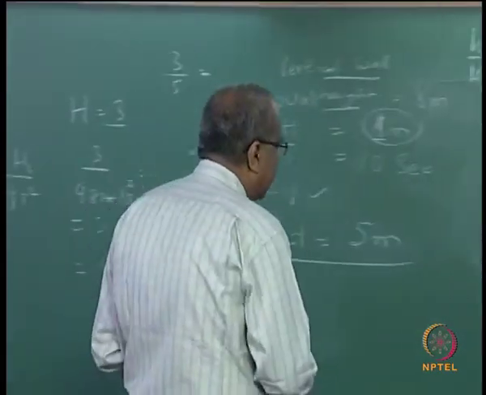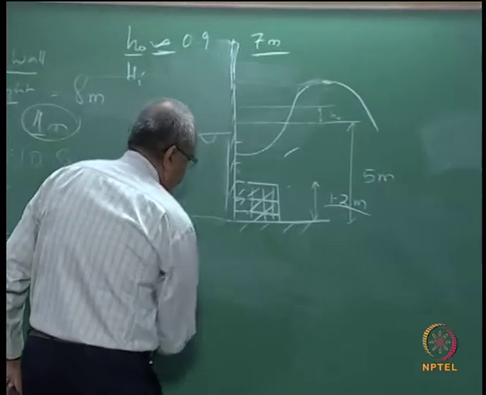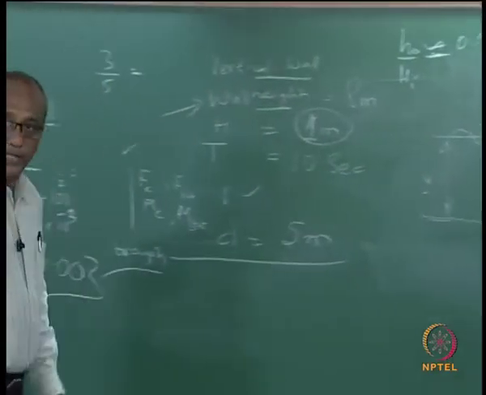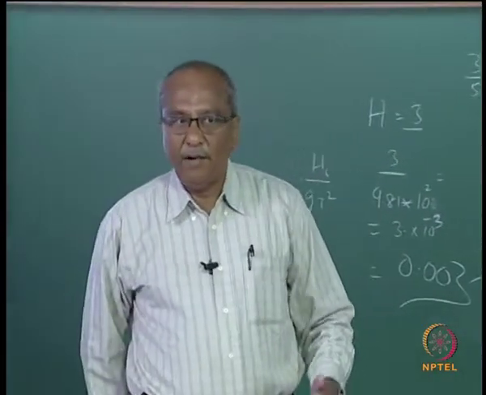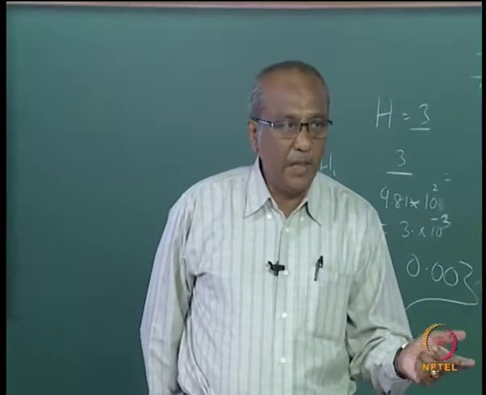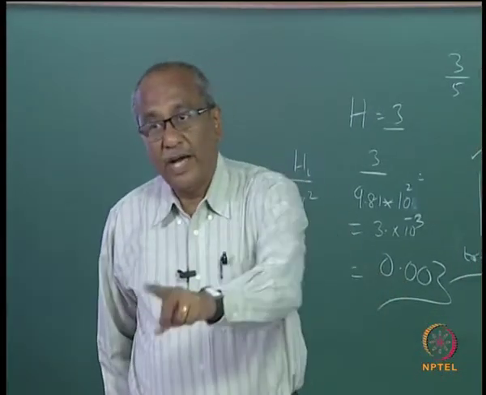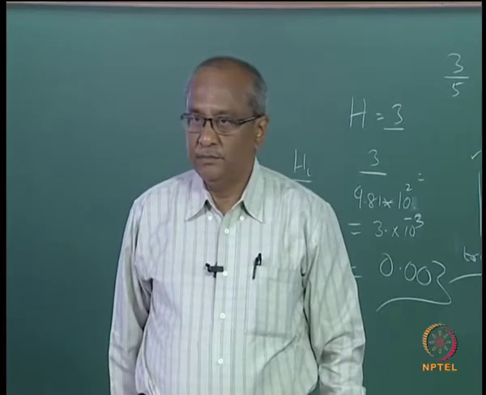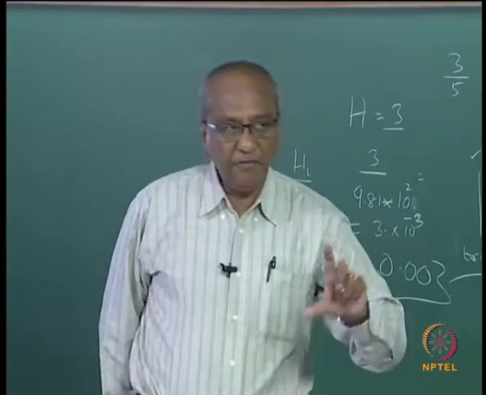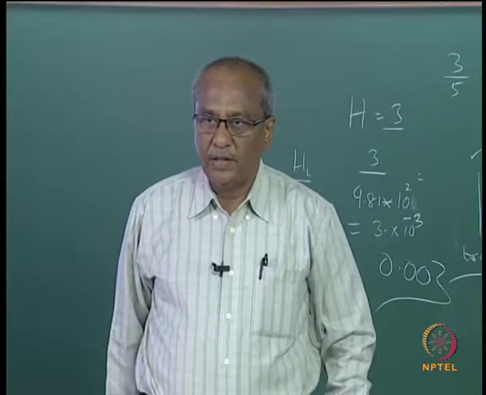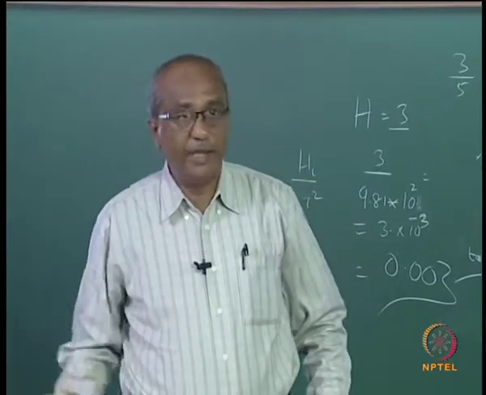So with this I think we have covered it, and there is another possibility also. You can have a wall wherein on one side of the wall waves are breaking because of lesser water depth, and on the other side waves are not breaking.